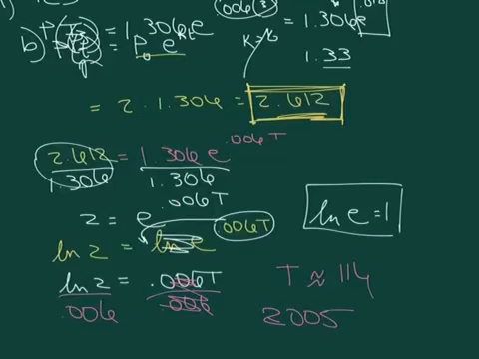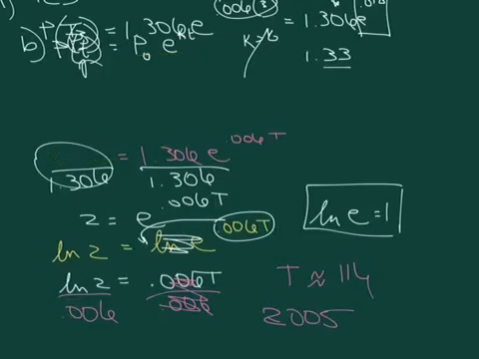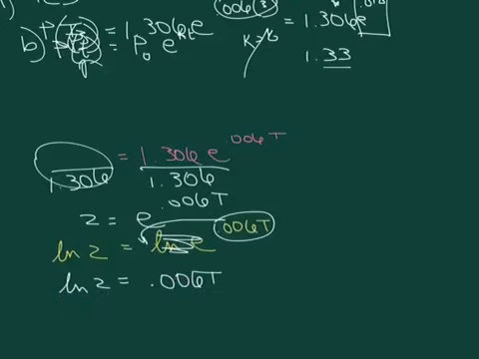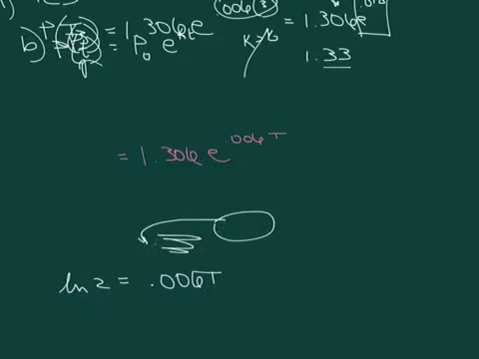Okay, so you see what I did there? When your exponents have a variable, you have to use logarithms to solve it. When your variables are not in exponents, you don't have to use logarithms to solve it. Okay, so let's get rid of all of this.